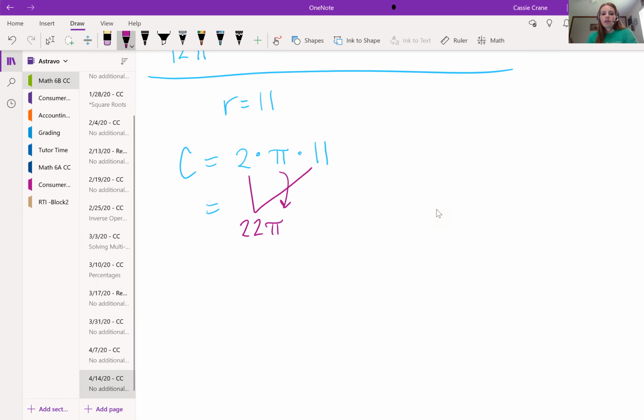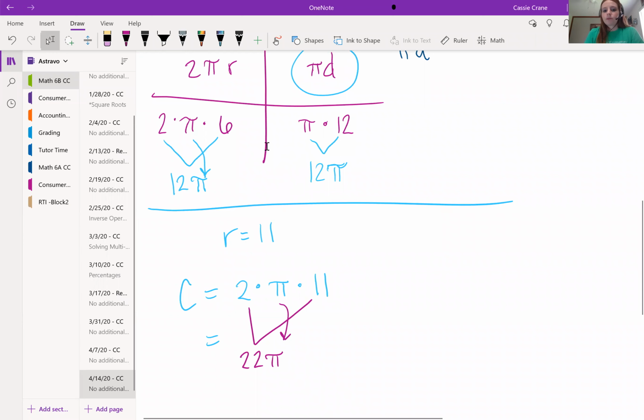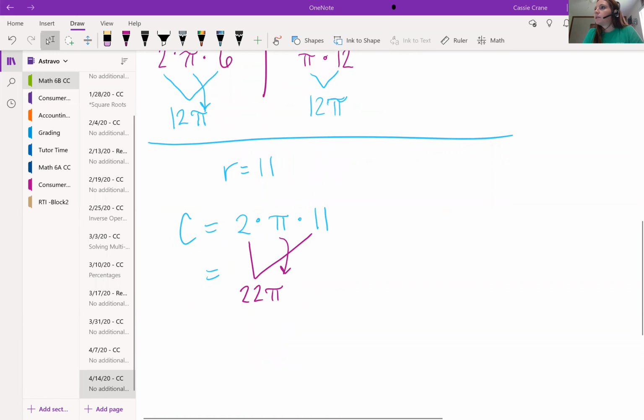Yeah, and if you plug in 3.14, whoops, let me let this person in. Okay, if you plug in 3.14, then you could multiply 22 times 3.14 and then get that answer too. So it depends on what the question wants you to do.